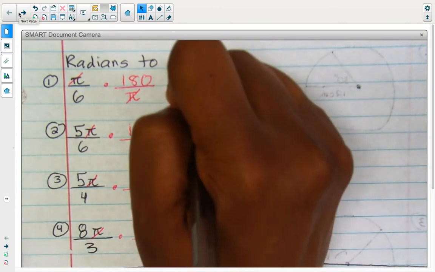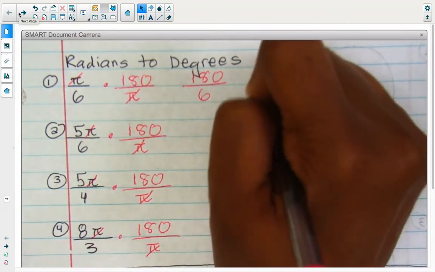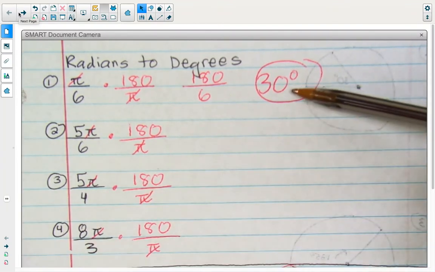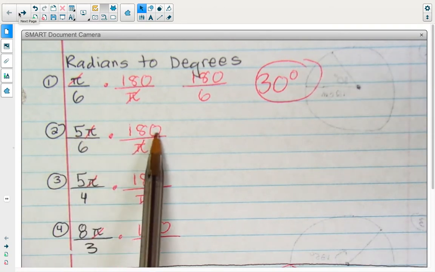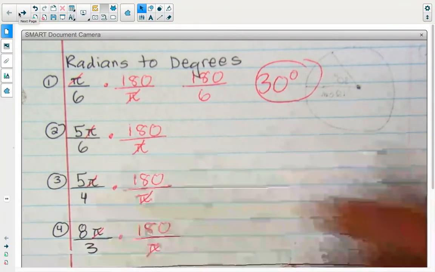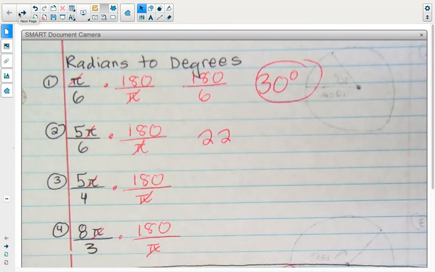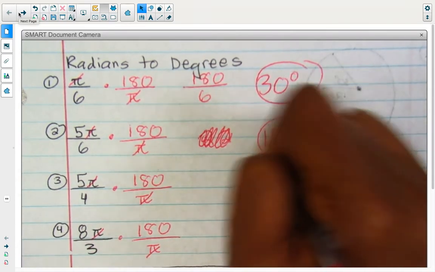So now this just becomes 180 over 6. And 180 over 6 is 30 degrees. So pi over 6 is my angle measured in radians, and this is my angle measured in degrees. I'm going to go through and do the same thing. 5 times 180 and then divide it by 6 is going to give me 225. And I apologize, 5 times 180 and then divided by 6 is going to give me 150. I was looking at the wrong problem there. That's going to give me 150.